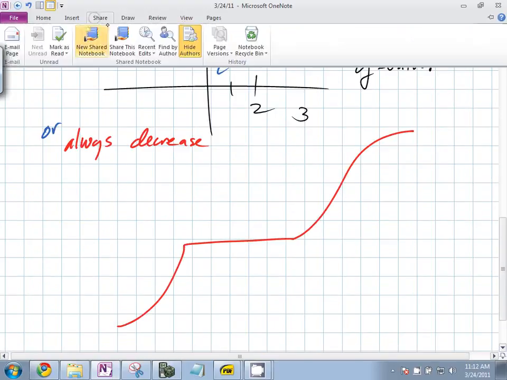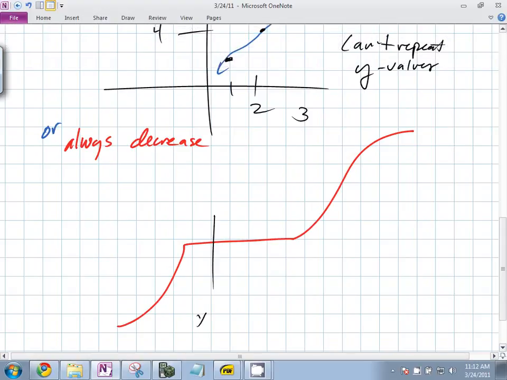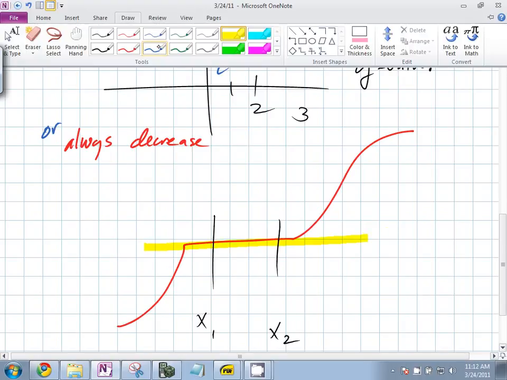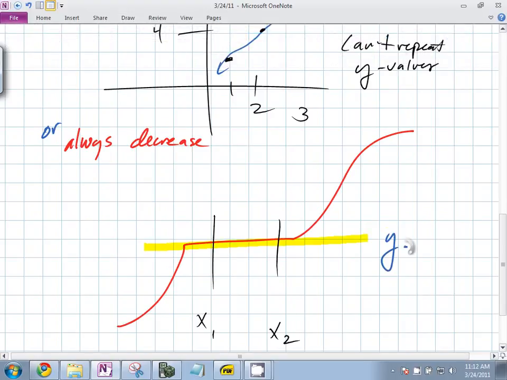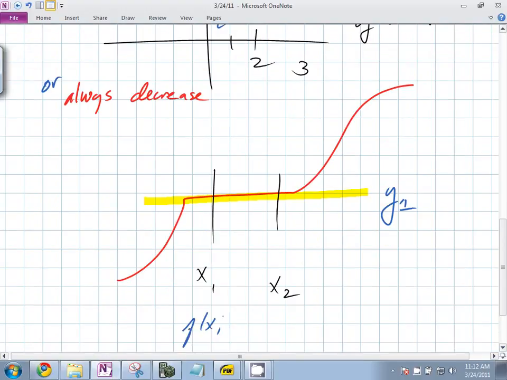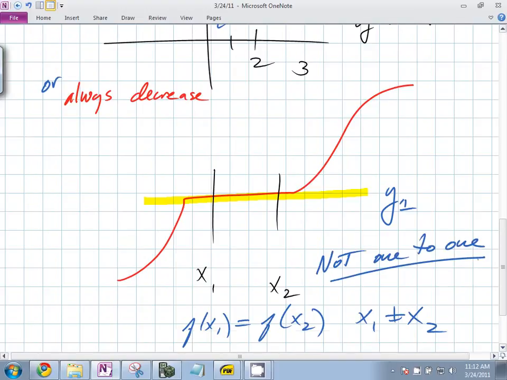No, because you would have, here's an x1 value and here's an x2 value, and then you have, let's call that y1 right there. What do we know? We know that f of x1 equals f of x2, but x1 does not equal x2. So therefore, this is not one-to-one. So can it level off?